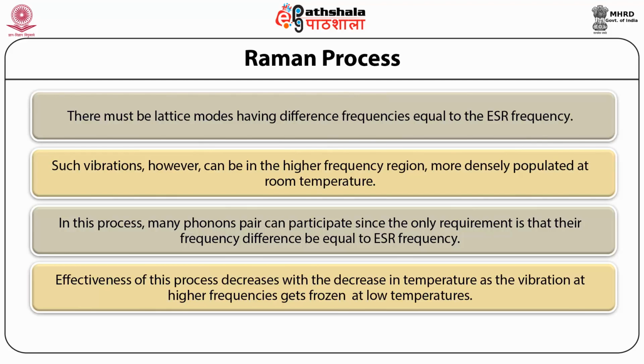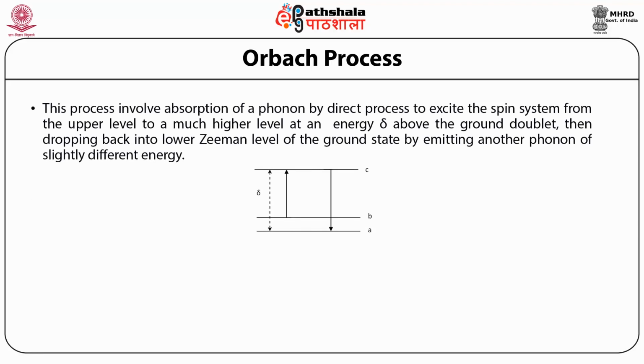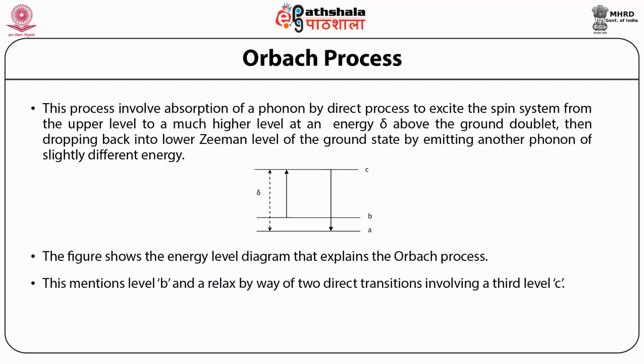The third process is the Orbach process. This process involves absorption of a phonon by a direct process to excite the spin system from the upper level to a much higher level at an energy delta above the ground doublet, then dropping back into the lower Zeeman level of the ground state by emitting another phonon of slightly different energy. The figure here shows the energy level diagram that explains the Orbach process. This involves level B and it proceeds by way of two direct transitions involving a third level C.